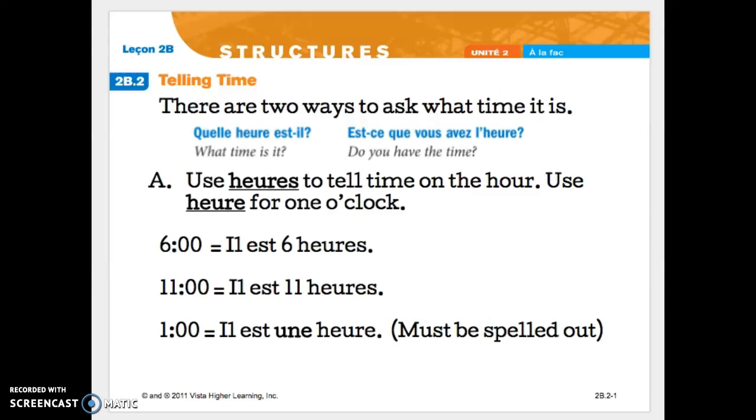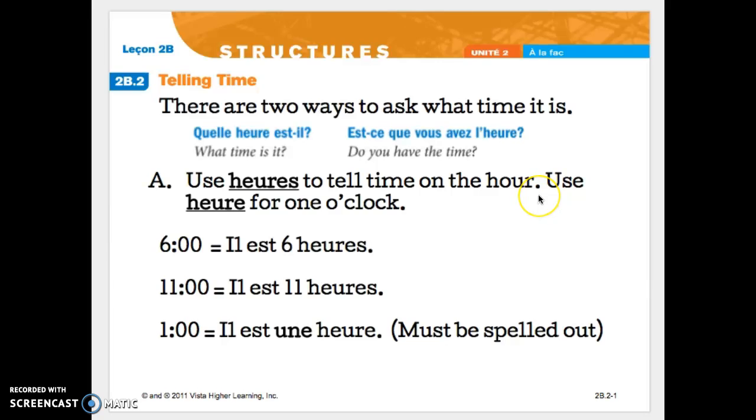Welcome to the 2B.2 Telling Time note set. In French, there are two questions that people use to ask what time it is. Quelle heure est-il is probably the most common. Est-ce que vous avez l'heure is a little more formal, but you'll also hear people use it.